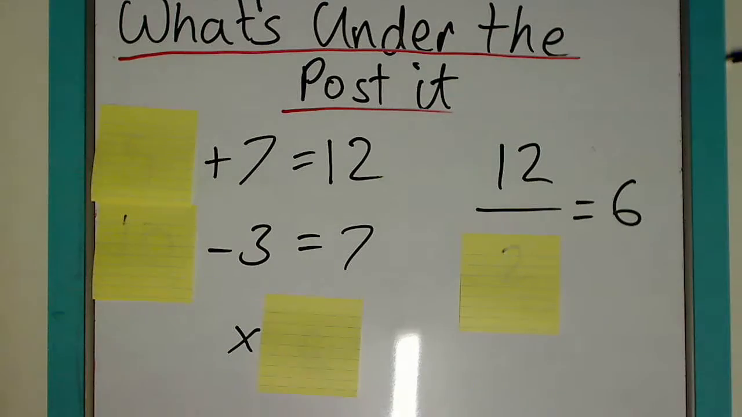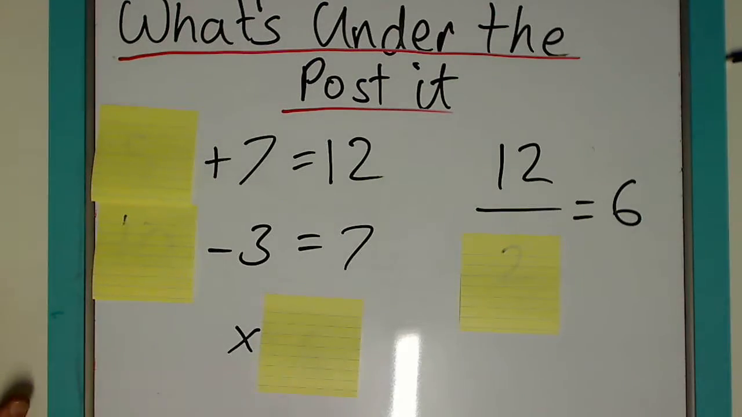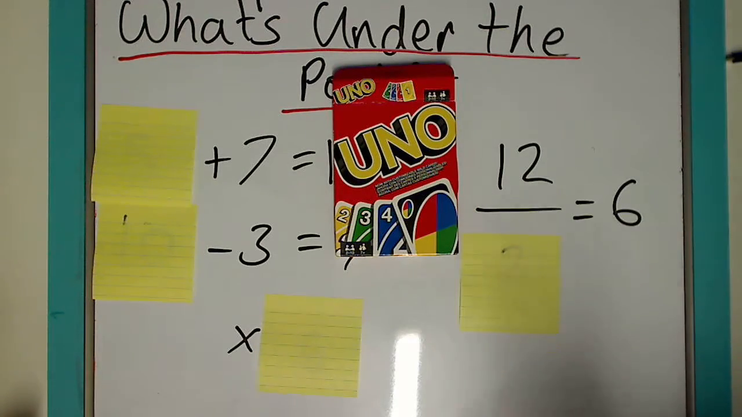Okay, so how do we play? Well, what we do is your job is to guess the number that's underneath that Post-it. Right, so we're doing the top one. Post-it plus 7 equals 12. What's under the Post-it?